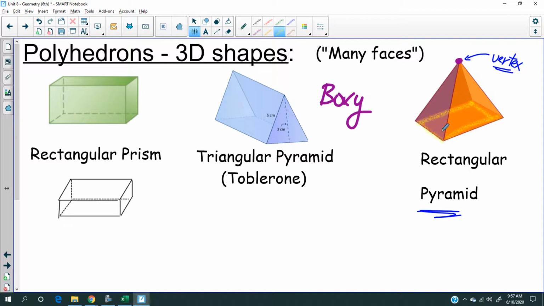And I'm going to tell you now, I'm going to make a lot of mistakes for the next 2 weeks, and I'm going to say the word triangular pyramid. And that is simply not true. Okay, that is patently not true. This is a rectangular pyramid.